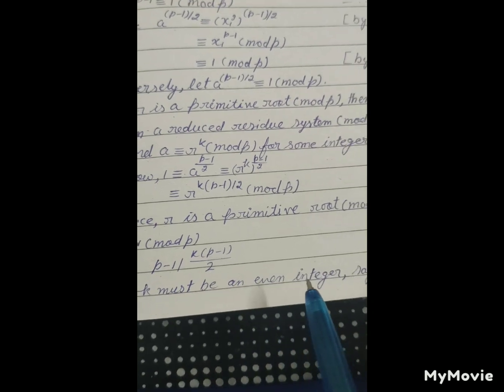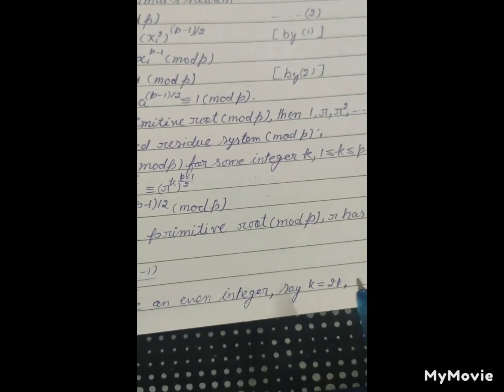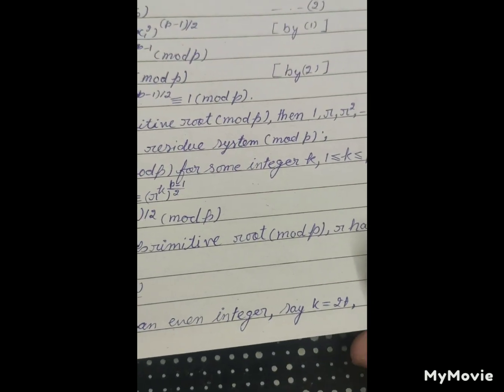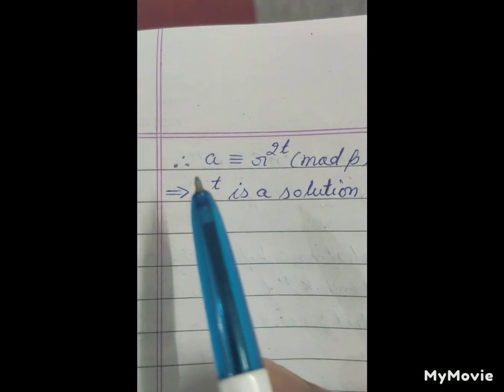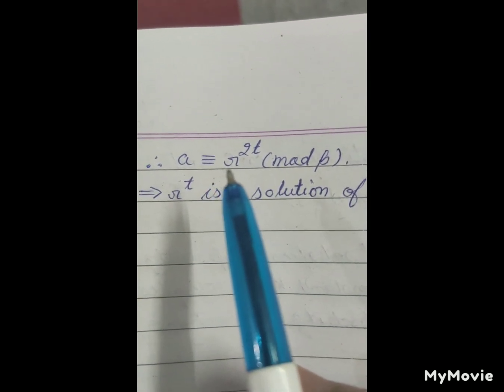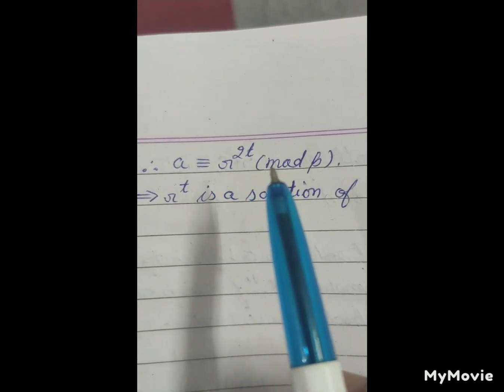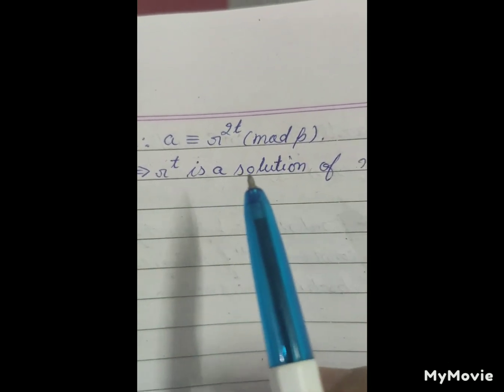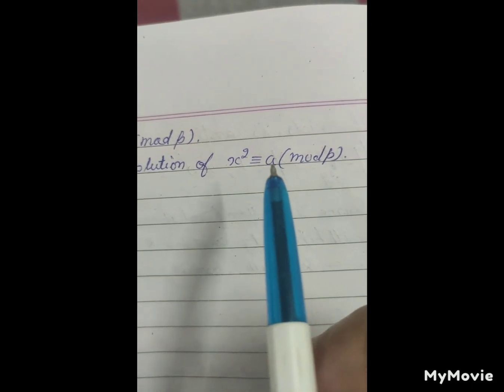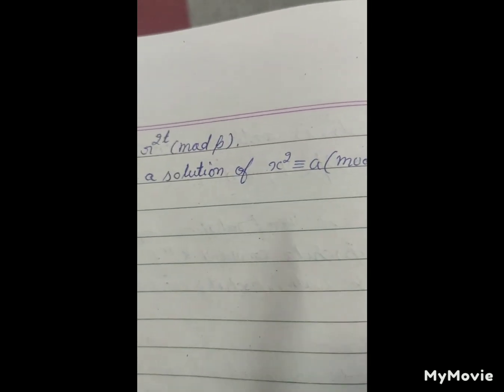So k must be an even integer, say k equals 2t. So a is congruent to r raised to power 2t modulo p, which implies r raised to power t is a solution of x squared congruent to a modulo p.